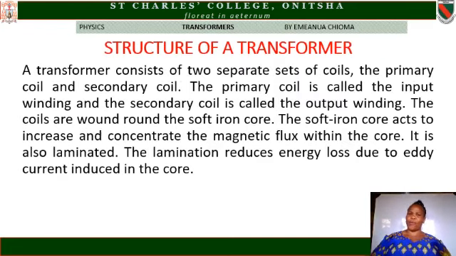Let's look at the structure of a transformer. A transformer consists of 2 separate coils, the primary coil and the secondary coil. The primary coil is called the input coil or the input winding, and the secondary coil is called the output coil or the output winding. These coils are wound round the soft iron core. The soft iron core serves to increase and concentrate the magnetic flux within the core. This soft iron core is laminated. It is laminated to reduce energy loss due to eddy currents.